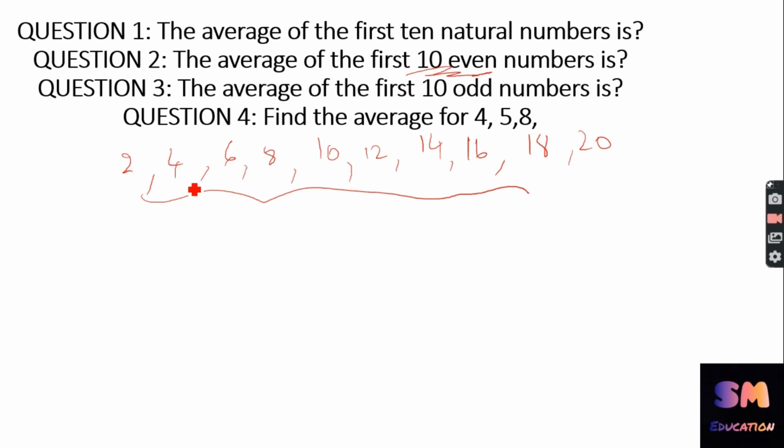In these first 10 even numbers, we can see that the common difference is the same. 4 minus 2, 6 minus 4, 8 minus 6. Anywhere the common difference is the same. So the common difference is the same.